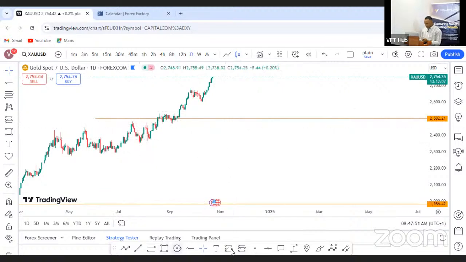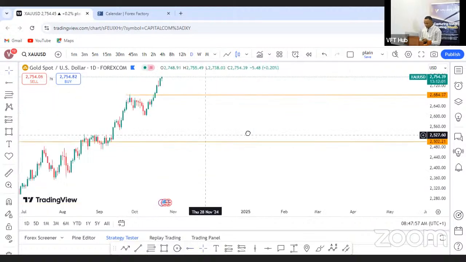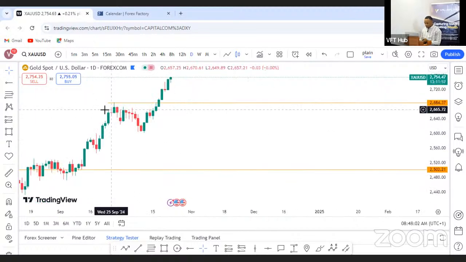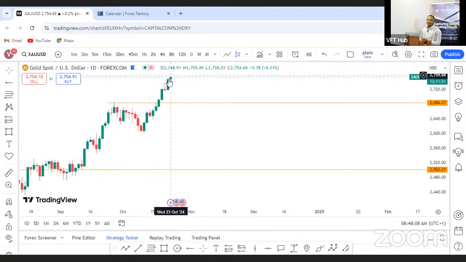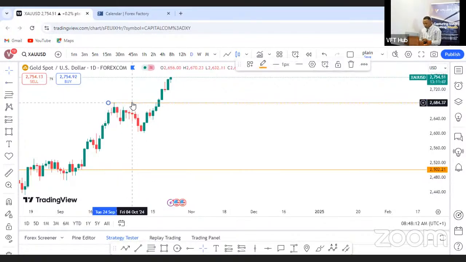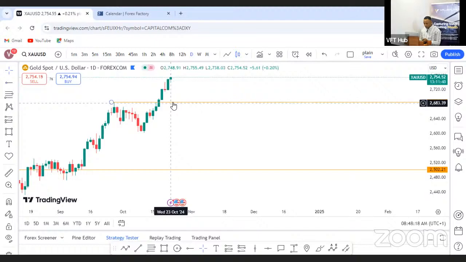Now, if you're looking at point of interest on gold currently, you would have to take note of this level right here. And whenever price starts to retrace, at least this level is going to be somewhere around the 50 or 61.8 Fibonacci price point. So we're expecting that when price starts to retrace, this could be a potential target for gold.